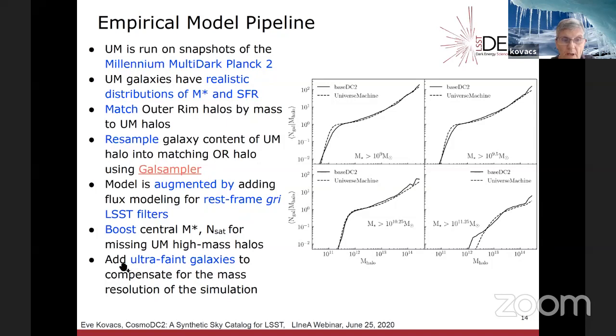Another important point to note is that we had to add some ultra faint galaxies. This is compensating for the mass resolution of the simulation. Remember that our particle mass was 10 to the 9, our lowest halo mass is just under 10 to the 11. And so this meant that we did not have sufficiently small mass halos in the simulation to make these very, very faint galaxies that will be seen by LSST. And so we had to compensate for that. And again, the details of that modeling are described in the paper.